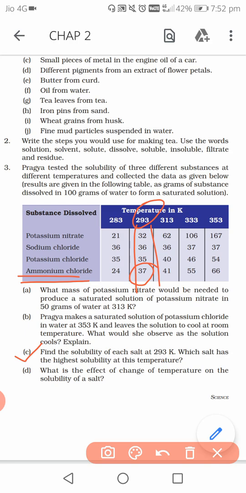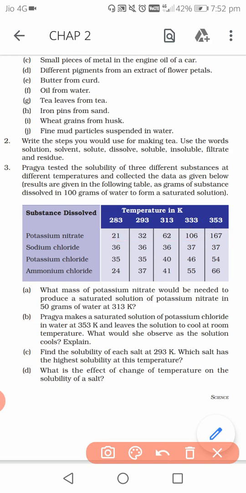Next one: what is the effect of change of temperature on the solubility of a salt? So you just write that as the temperature increases, the solubility increases, isn't it? See, if you look at just one row, it will be clear. When the temperature is 283, solubility is 21. Temperature 293, solubility 32. So the solubility is gradually increasing with increase in temperature. So what you will write is, with increase in temperature, solubility of a salt increases.